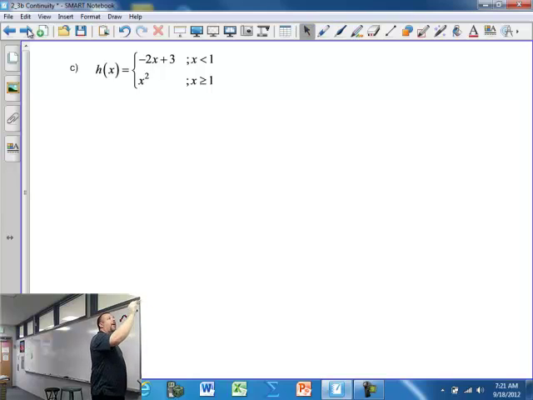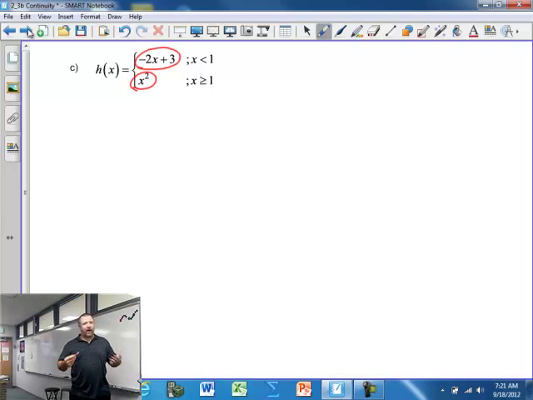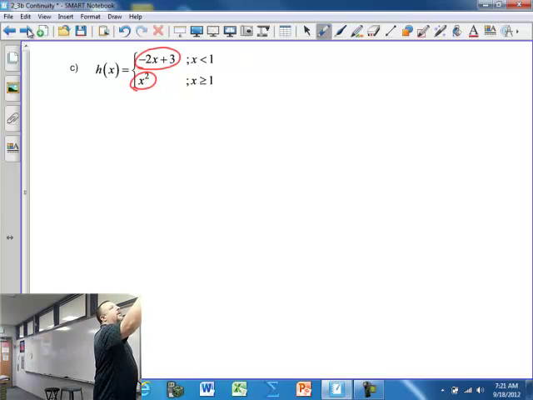Here, unlike before, I have what basically amounts to a line and a parabola. So individually, these pieces are going to be fine. Polynomials are continuous everywhere. Lines, parabolas, cubic functions, they're all just fine. The issue is going to be what happens at x equals 1.